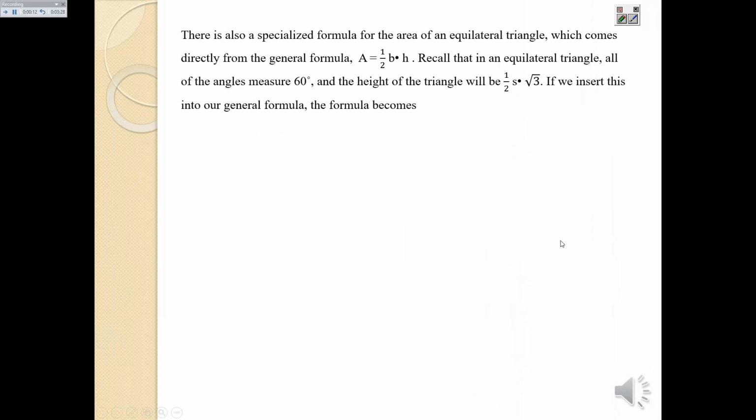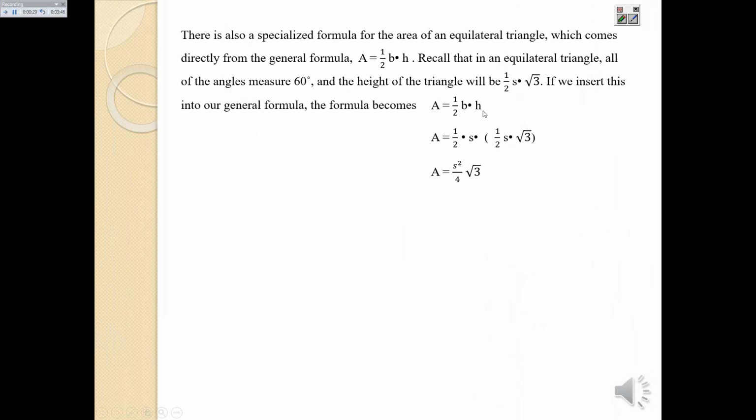Recall that in an equilateral triangle, all of the angles measure 60 degrees, and the height of the triangle will be 1/2 side times the square root of 3. If we insert this into our general formula, the formula becomes this.